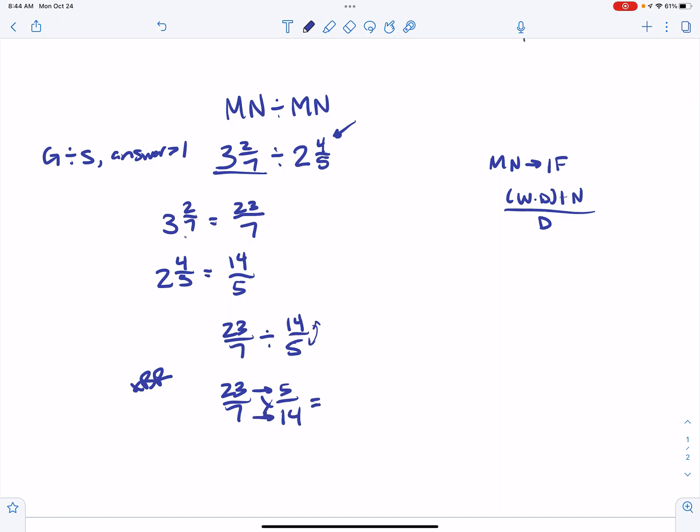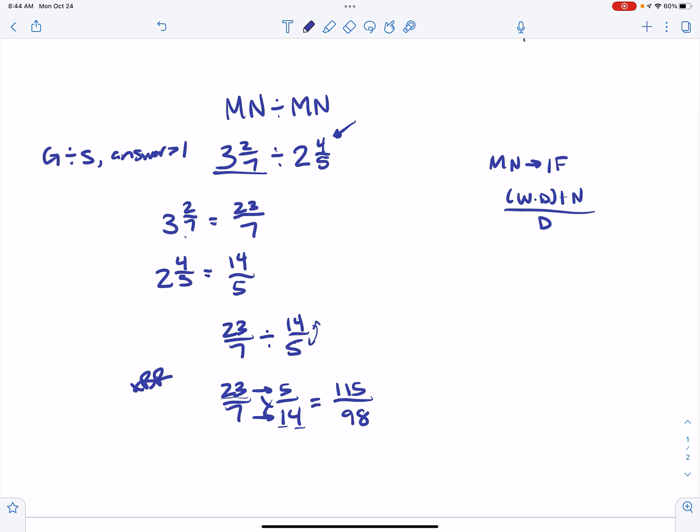So 23 times 5, I know 20 times 5 is 100, and 3 times 5 is 15. So we have 115, and then 7 times 14. 7 times 10 is 70. 7 times 4 is 28. So my answer is 98.